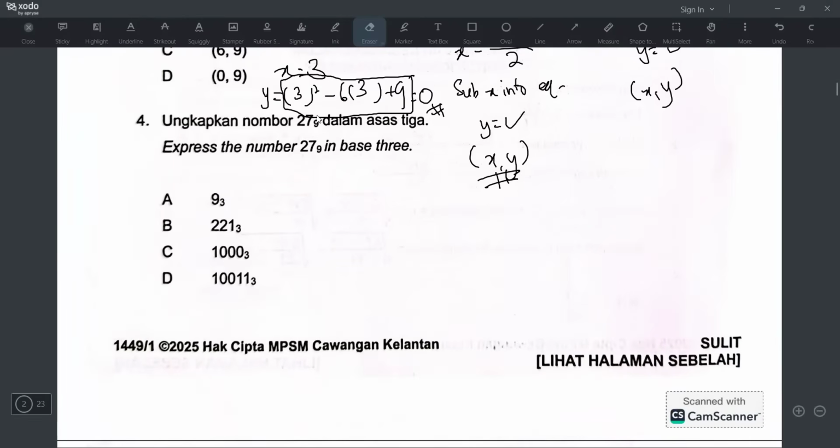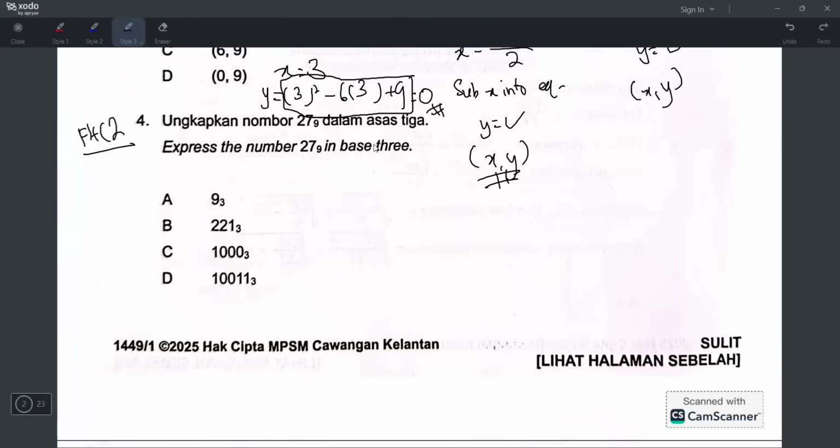Okay, I want to continue with number 4. Express 27 base 9 in base 3. This is definitely from Form 4 Chapter 2, the number bases chapter. In Bahasa Melayu it is asas nombor. So they want to convert a base 9 number to a base 3 number. From base 9 to base 3, actually there's no shortcut. You have to change to base 10 first, and then change to base 3.